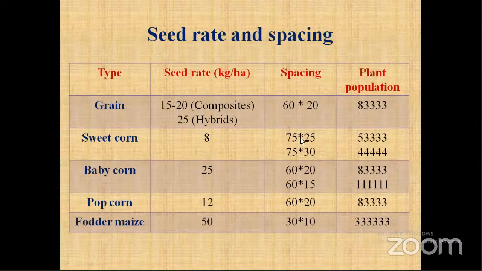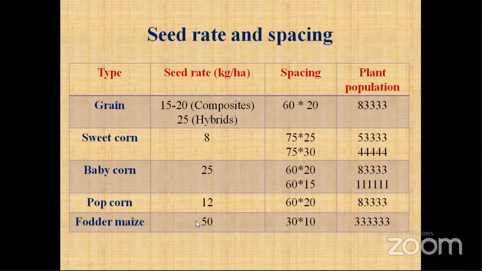For the next type, seed rate is 8 kg per hectare, and the spacing followed is 75 into 25 or 75 into 30. Plant population varies from 44,000 to 53,000. And baby corn seed rate is 25 kg per hectare. Spacing followed is 16 to 20 or 16 to 15, just like normal maize. For normal maize, you remember the spacing is 16 to 20. And plant population varies from 83,000 to 1,11,000. Popcorn seed rate is 12 kg per hectare, and spacing is also 16 to 20, and plant population is 83,000.